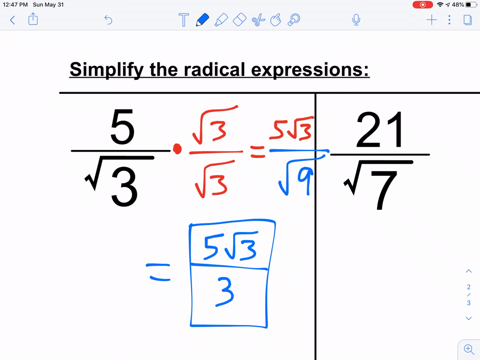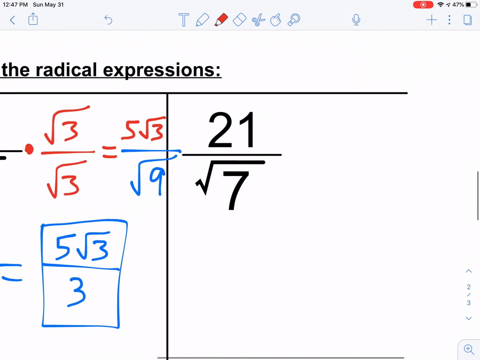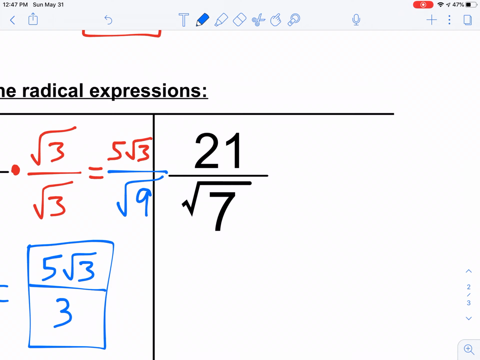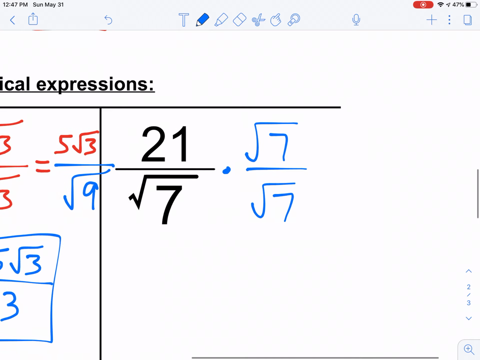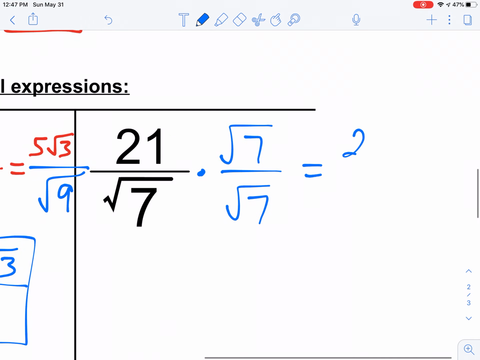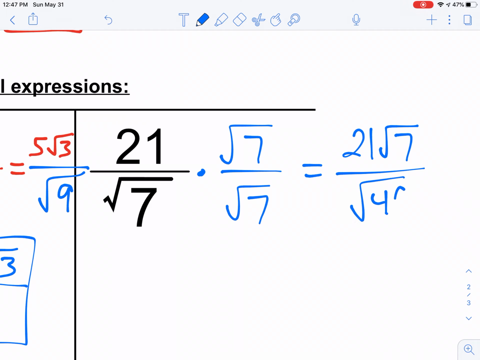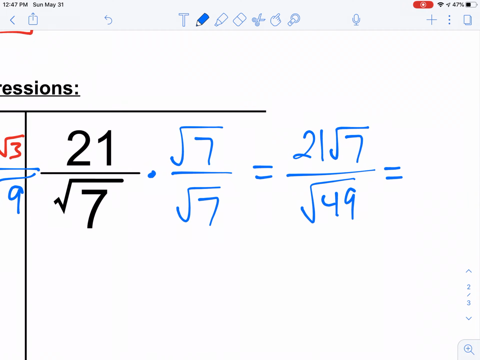Okay, so this is technically a simplified version of the original problem. You're not allowed to have radicals in the bottom. See here, we have a radical in the bottom. Here we don't. There's no more radical in the bottom. Let's do the same thing here. 21 over root 7. So we're going to multiply by square root of 7 over square root of 7. So the top, you just write them next to each other. 21 square root of 7. The bottom becomes square root of 49, which we know the square root of 49 is just the number 7. So it's 21 radical 7 over 7.